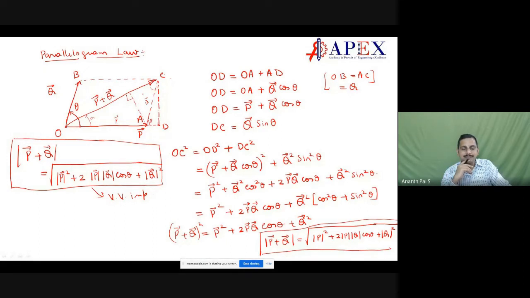Okay, wait a minute, let me try to answer that. The question is why is that? I have told you that the parallelogram law says that if two vectors are represented by two sides of a parallelogram, then the diagonal represents the resultant. That's what I said.